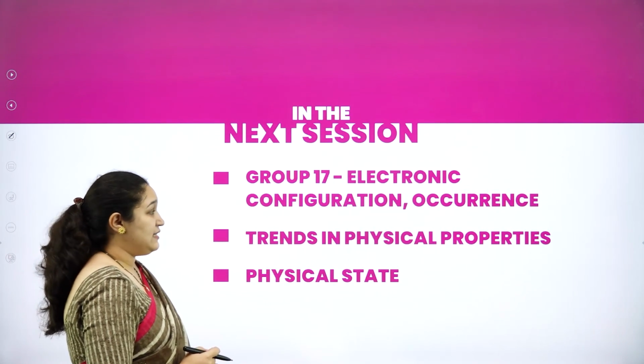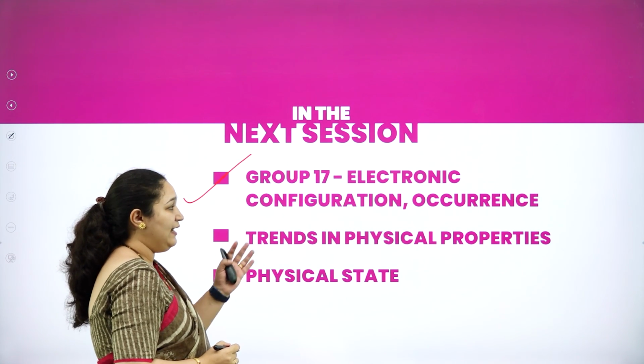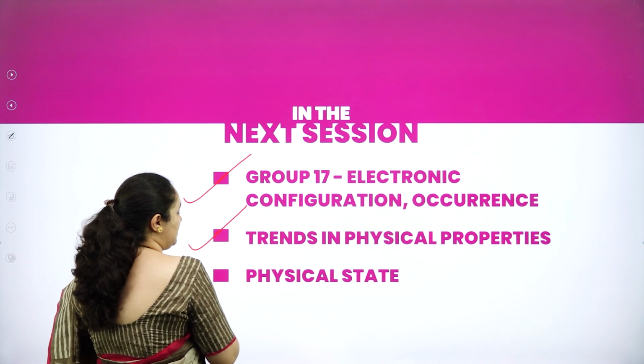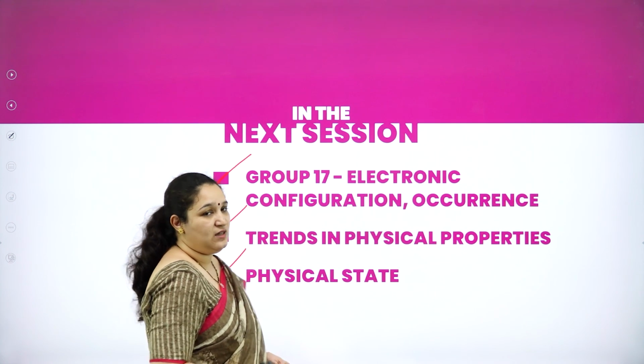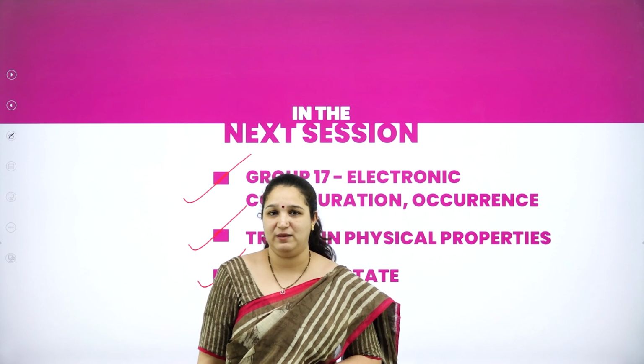Next class we will be starting with group 17, that is electronic configuration and occurrence. Also we will learn the trends in physical properties and the physical state of group 17 elements.